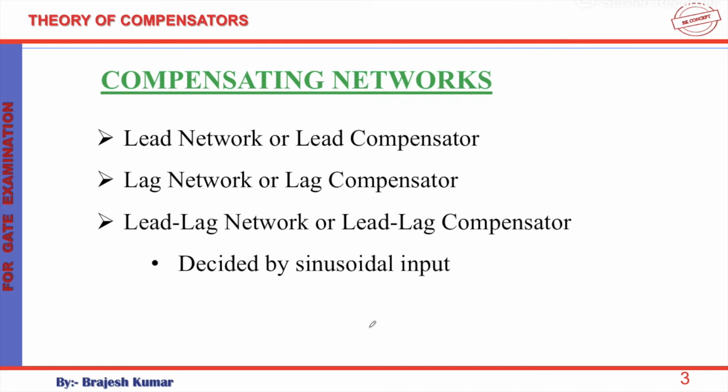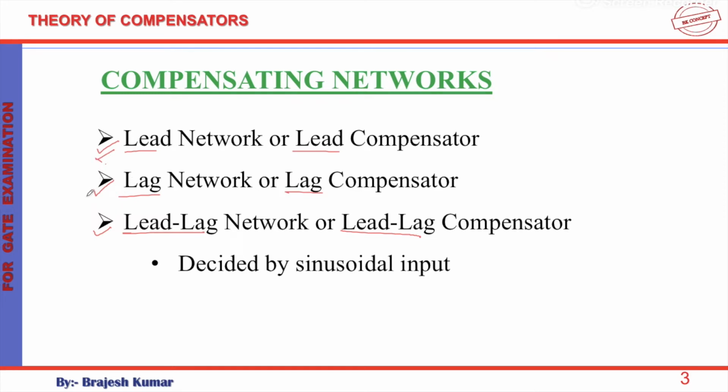Although many different types of compensators can be used, the most commonly used compensating electrical networks are: one is the lead network, also known as the lead compensator. I will explain why these are called lead network or lead compensator. Second is the lag network or lag compensator. And third is the lead-lag network or lead-lag compensator. Whether it is a lead network or a lag network is basically decided by the sinusoidal input signal. If a sinusoidal input is applied to a network, a sinusoidal output is obtained, and if the steady state output leads the input, the network is called a lead network.